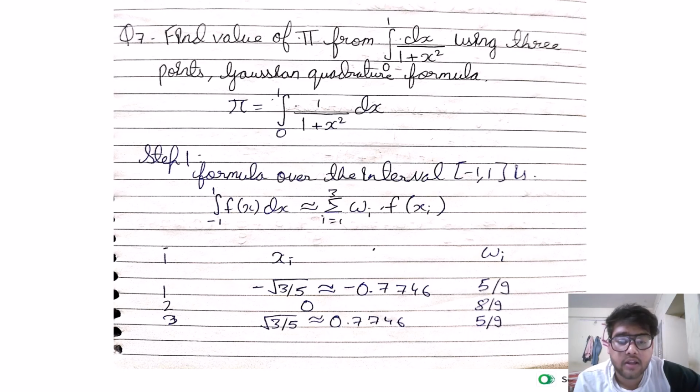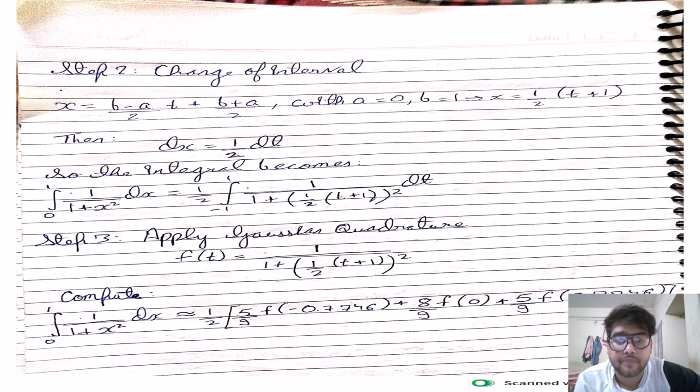So we will see, for i equal to 1, 2 and 3, the values of xi and wi. These are the values: minus 0.7746, the weight will be 5 by 9. When xi is 0, the weight will be 8 by 9, and in the last, root 3 by 5, which is approximately 0.7746, the weight is 5 by 9.